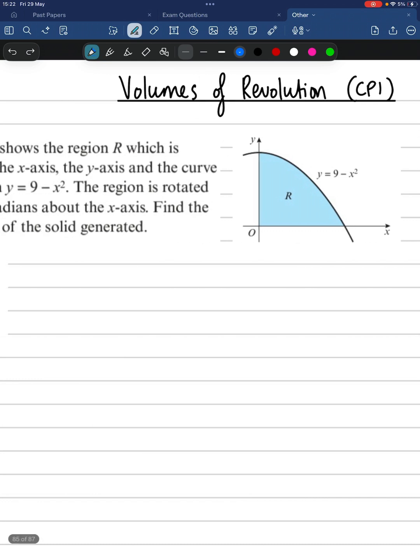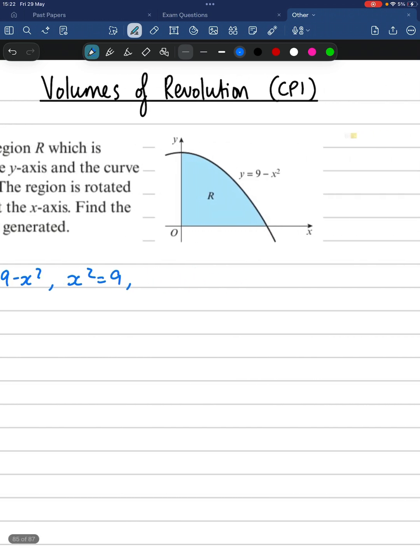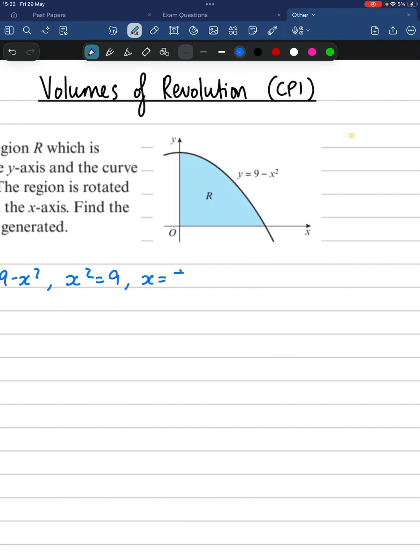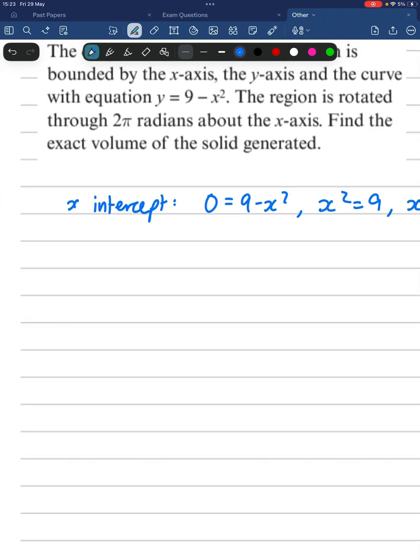So for x-intercepts, y is equal to 0. So for the x-intercept, we're going to set 0 is equal to 9 minus x squared. So x squared is equal to 9, and x is equal to plus or minus 3. Well, it's clearly not minus 3 because this is 0, this is going this way, so it's going to be positive 3. x is equal to 3. So now all we do is we just do our volume of revolution formula.